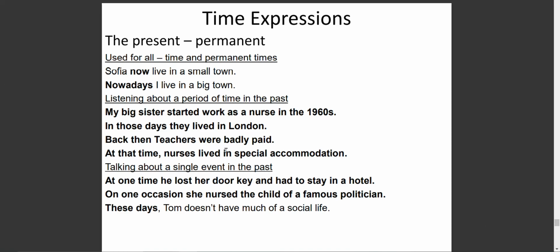تحدث عن حدث واحد في الماضي. At one time he lost her door key. She lost her door key and had to stay in the hotel. On one occasion she nursed the child of a famous politician. These days Tom doesn't have much of a social life. So we have used many time expressions in different cases.